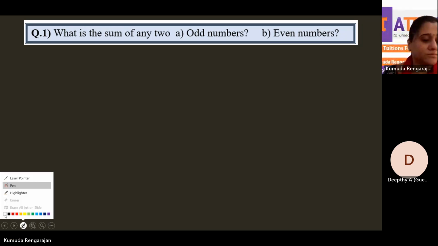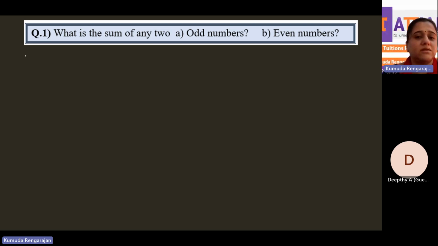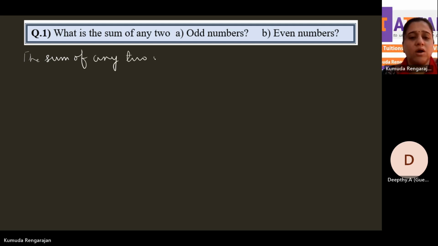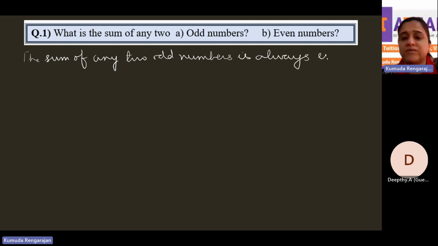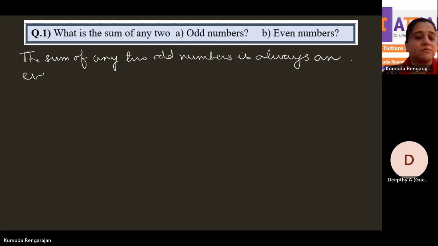Okay. So children, the sum of any two odd numbers is always odd. Sorry, is always even. You must say is always even. The sum of two odd numbers is always even, or is always an even number. If you want to use the word number also, then you should say is always an even number.